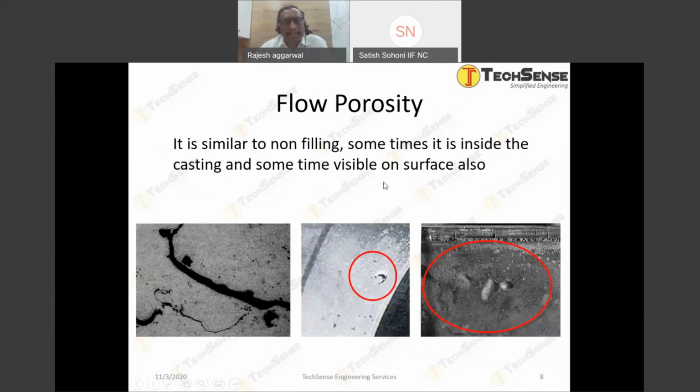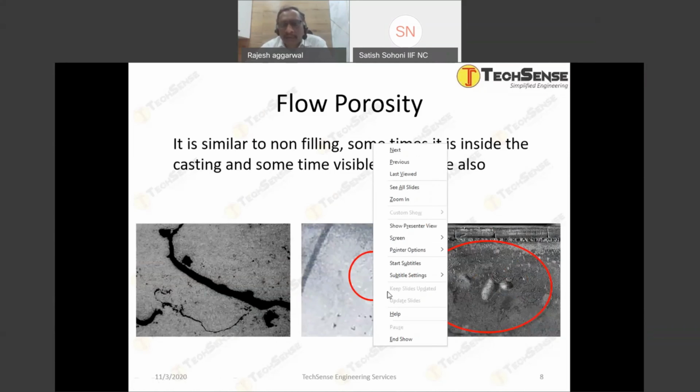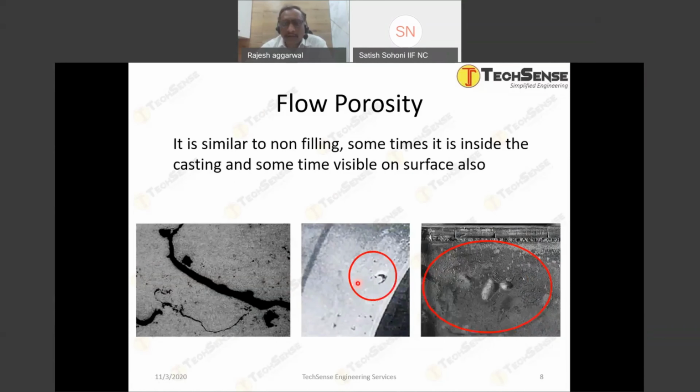The flow porosity is similar to non-filling, but sometimes it is inside the casting and visible on the surface also. If you see this defect on the cut section of a casting, the middle photograph looks like a porosity, but it is not a porosity. It is due to the cold shut or the non-filling, but it is inside the aluminum, inside the casting. Similarly, you can see the cold joint, where the material has not joined properly, in the left side image.